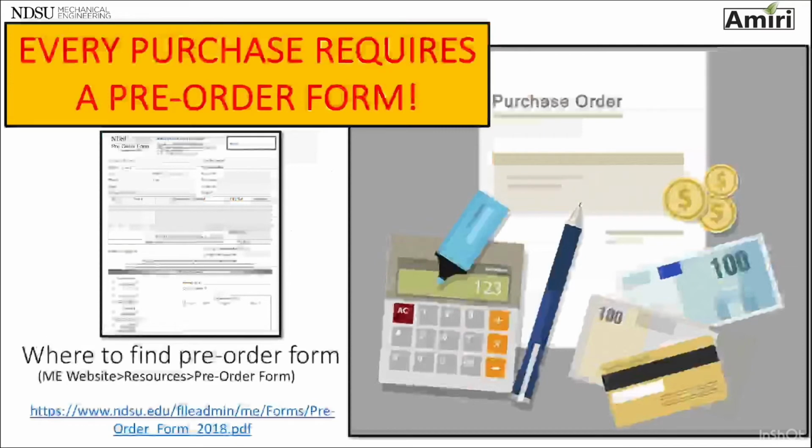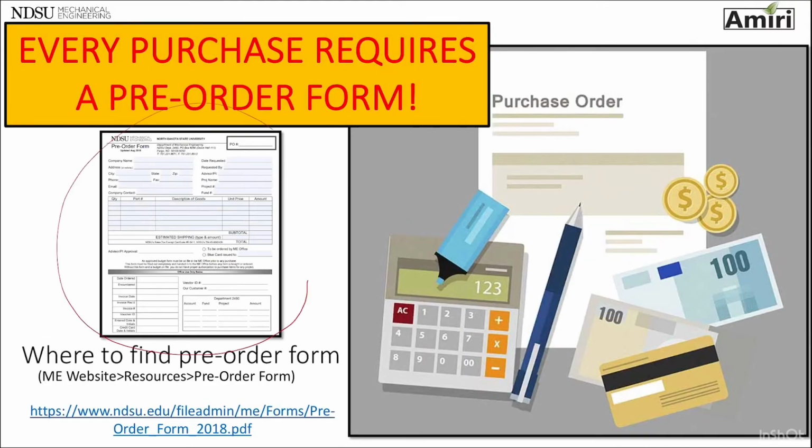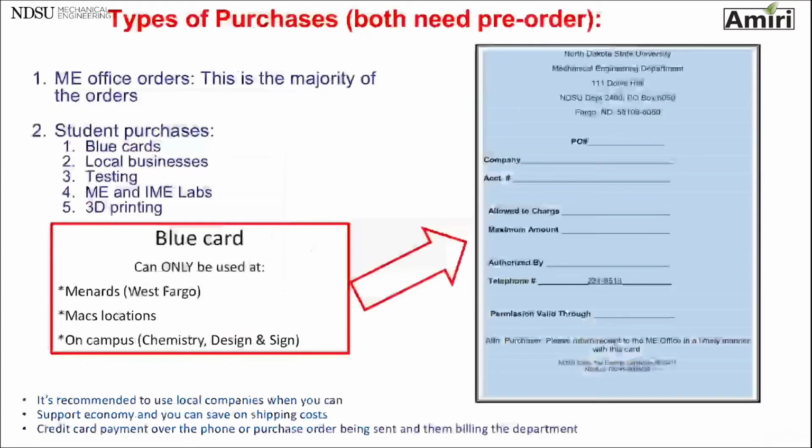The form is available on the ME website under resources and pre-order form, and it looks exactly like this form right here. So there are two general types of purchases. Again, both need a pre-order form.